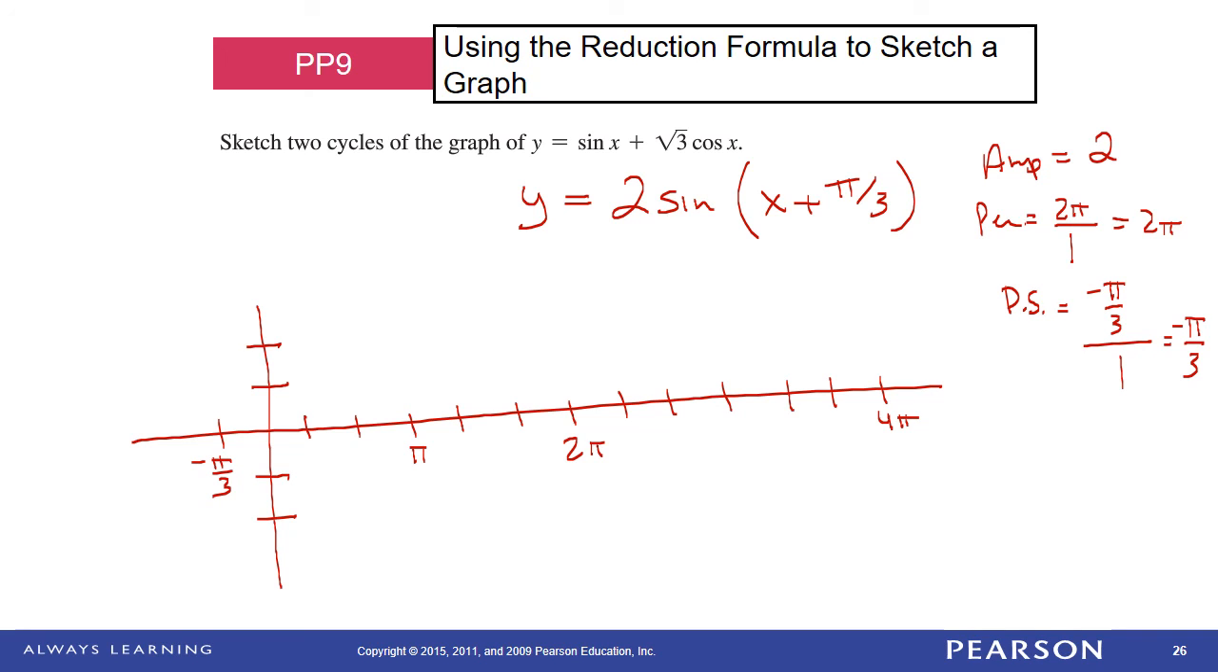If you want to label where the 3 pi would be, that's cool too. That's no problem. But notice what I did is I used the phase shift to help me plan how many tick marks I need. All right, I think I got everything.